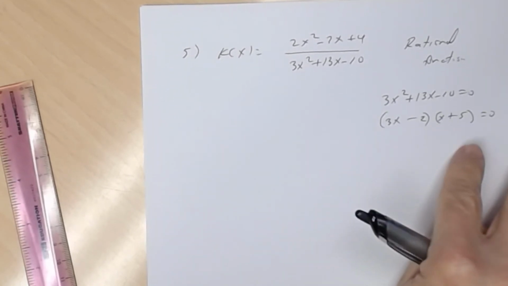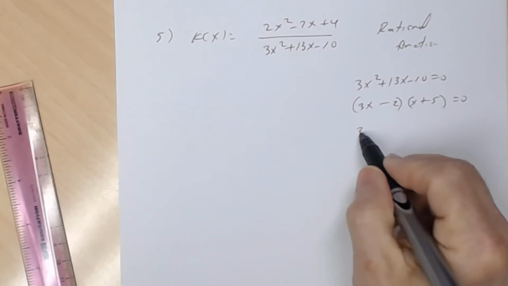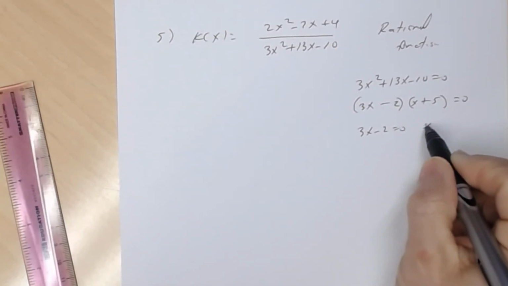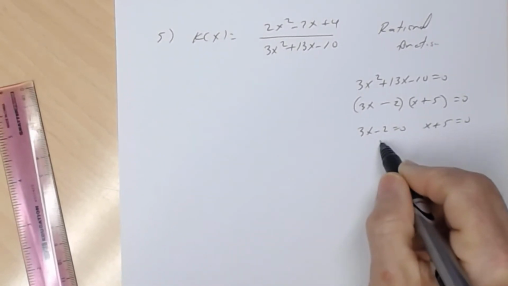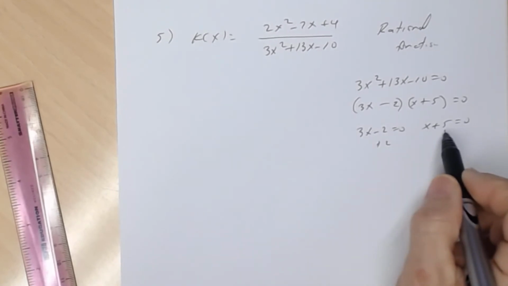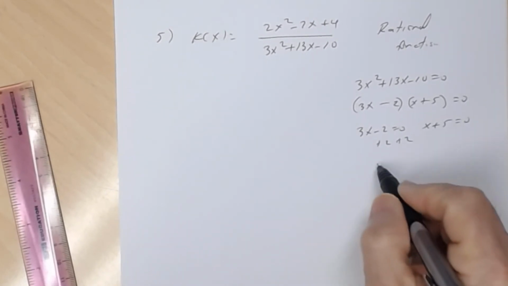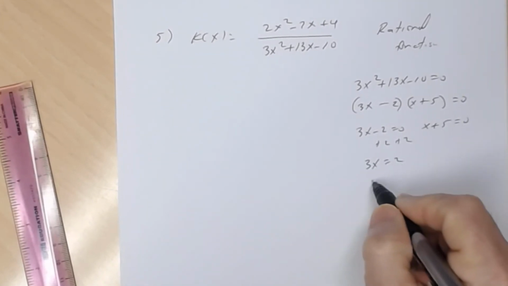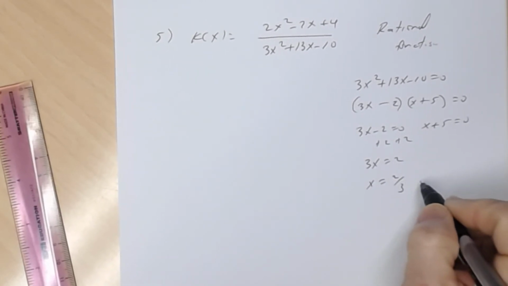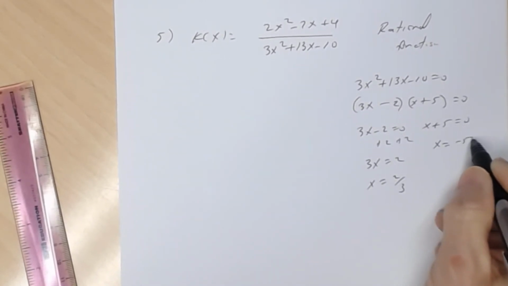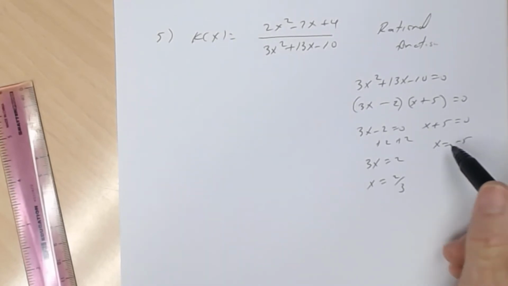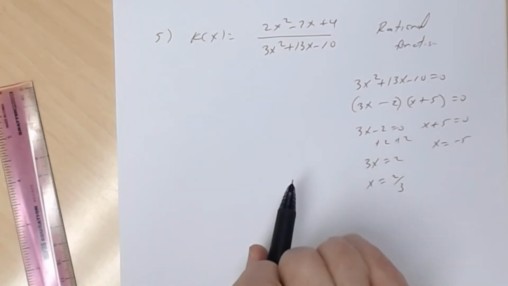Okay. So now we're going to use the zero factor property. So I get 3x minus 2 equals 0, and x plus 5 equals 0. Notice I have these linear equations now. Adding 2 to both sides, I get 3x equals 2, which means x is 2/3. Over here, x equals negative 5. So 2/3 and negative 5 will make this denominator 0.